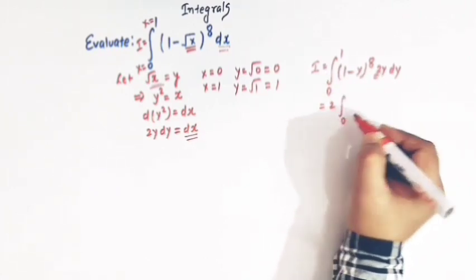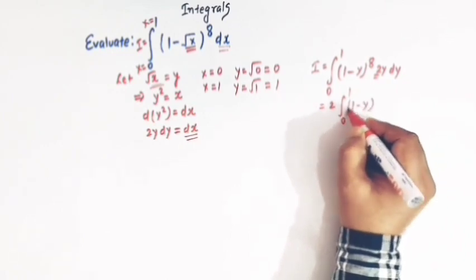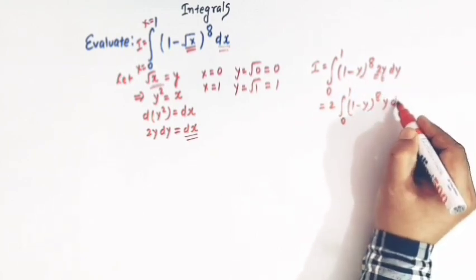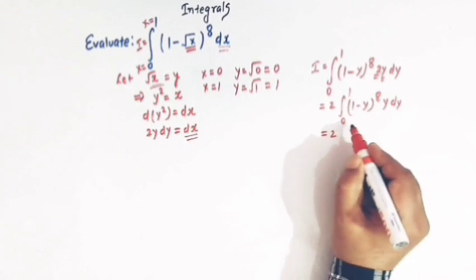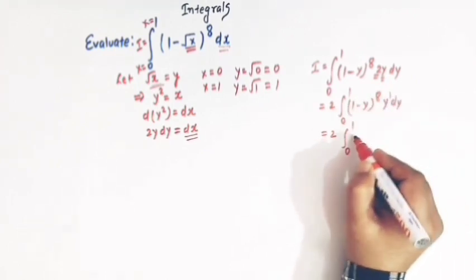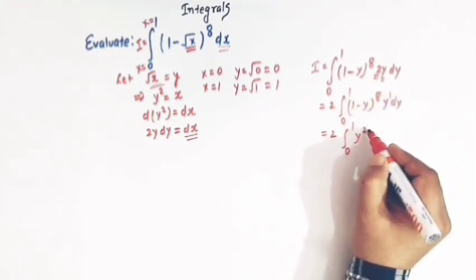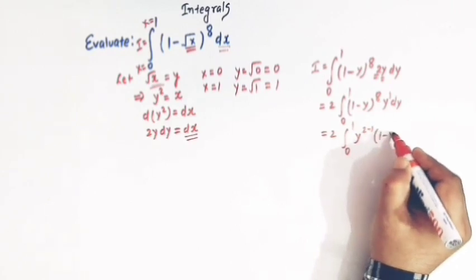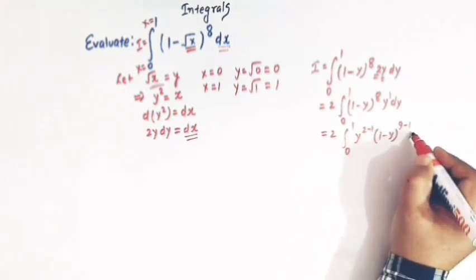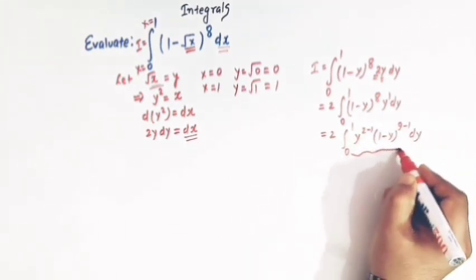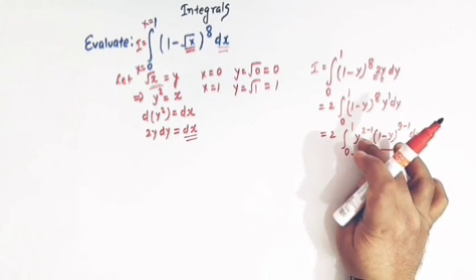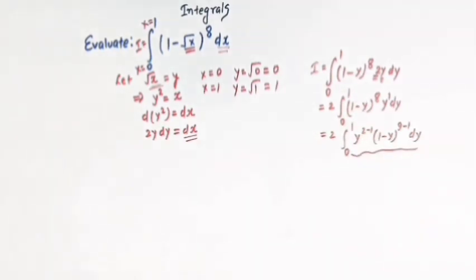So we have 2, integral 0 to 1, 1 minus y raised to 8, and we are left with only y. So now we can express this integral as 0 to 1, and here we have y raised to 1. So y raised to 1 can be written as 2 minus 1, and 1 minus y raised to 8 can be written as 9 minus 1. So we have written this integral in this form in order to convert it into beta function.